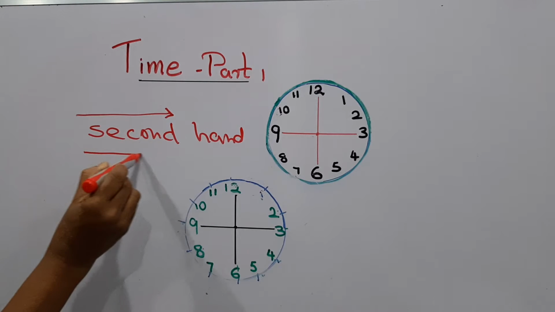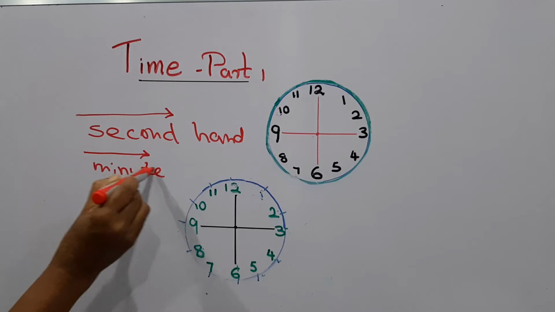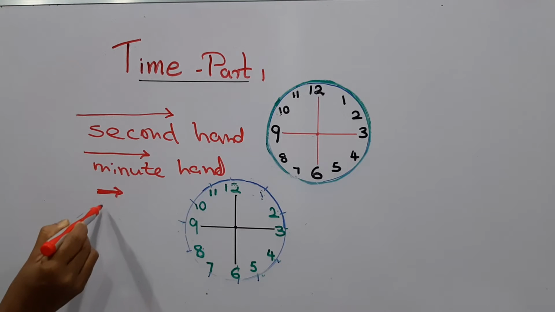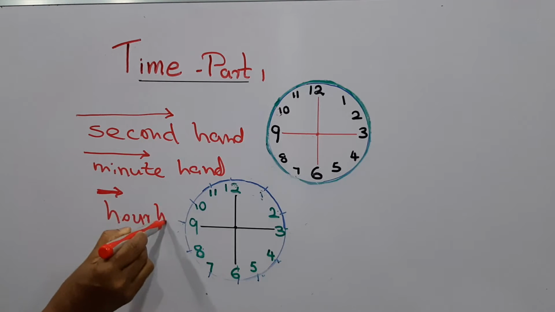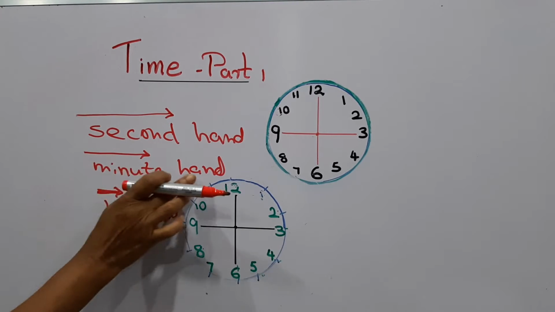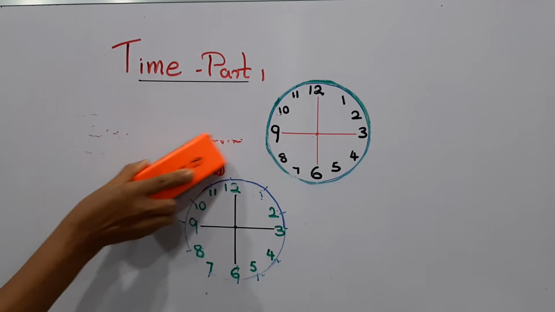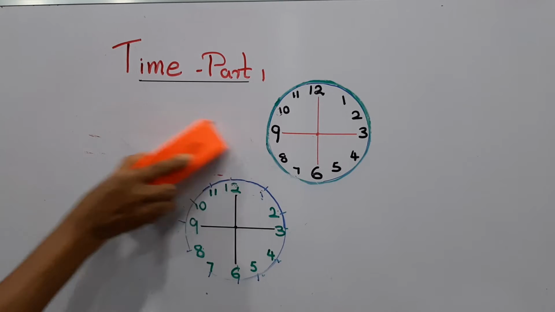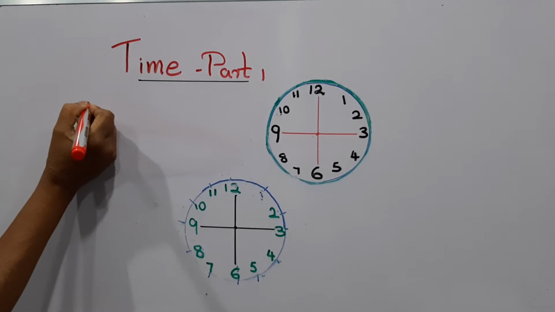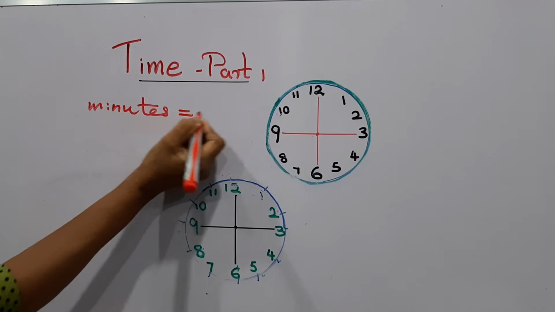Then another hand, it is the minute hand. The shorter one we introduce as the hour hand. Okay, the longest one is the second hand. Next, the minute hand, and the shorter one is the hour hand. Then the standard units we use to measure time are minutes and hours.